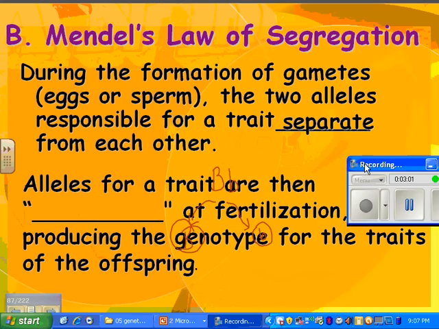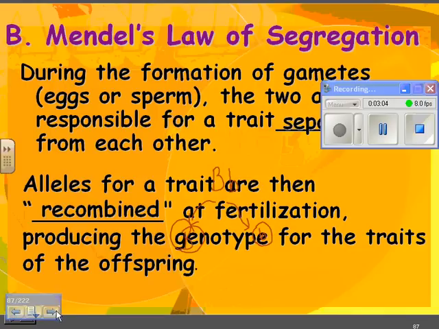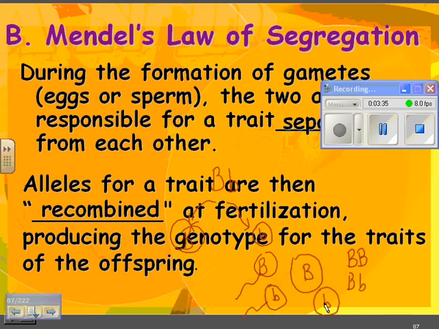So alleles for a trait are then recombined at fertilization, producing the genotype for the traits of the offspring. So if you have a big B sperm, and it fertilizes an egg that's big B, then the baby will be big B, and will have brown eyes. If you have the little b, and it fertilizes that egg, it would be big B, little b. So that would still be brown eyes. But if this sperm fertilizes an egg like that, you would get little b, little b, and you'd have blue eyes.